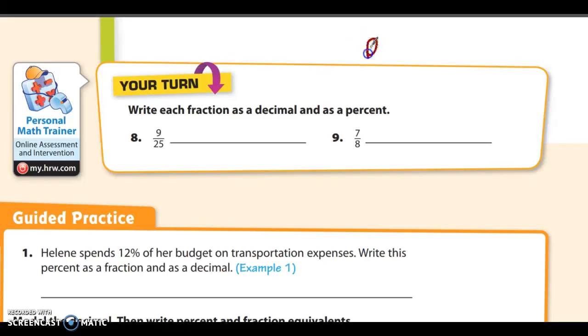This is page 212. Your turn. Write each fraction as a decimal and as a percent. So remember back to the previous page. If the denominator is a factor or a multiple of 100, like 25 is, it's really simple. Check this out. On this one, you simply multiply 25 by 4, and what do you get? You get 100. I'm going to actually redo this right on a whiteboard.